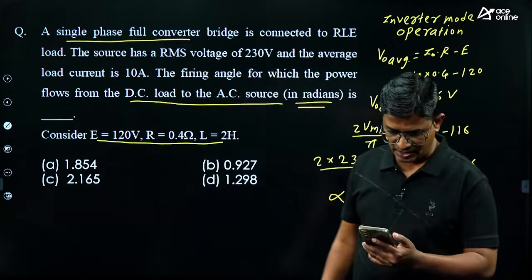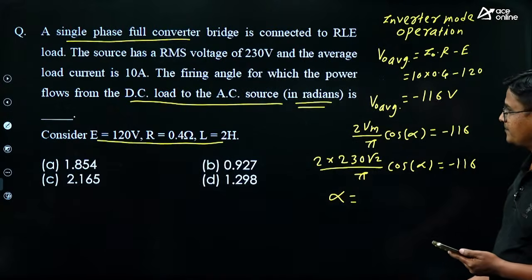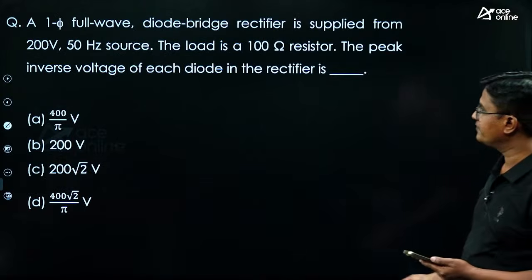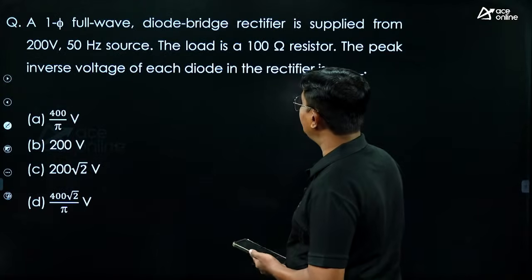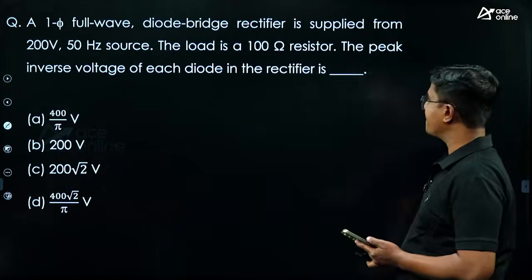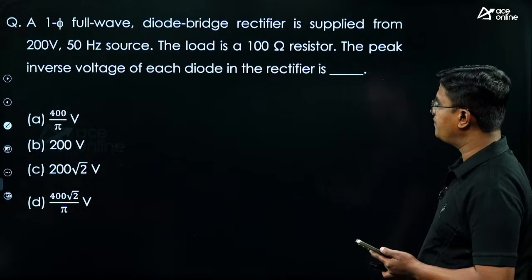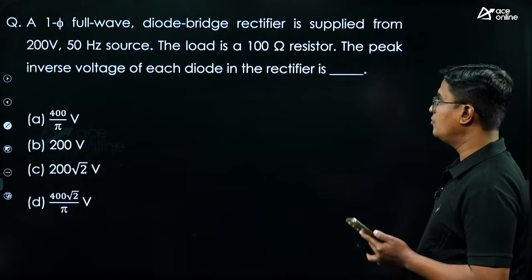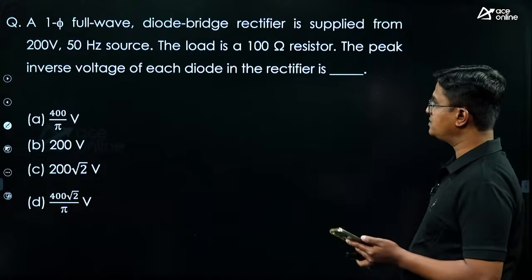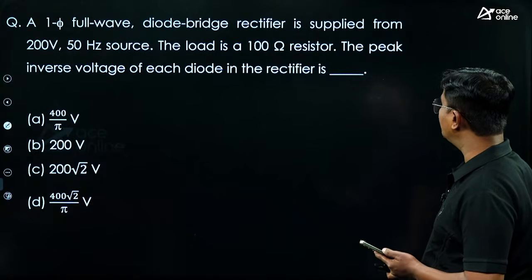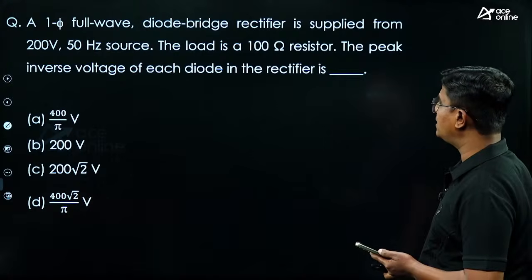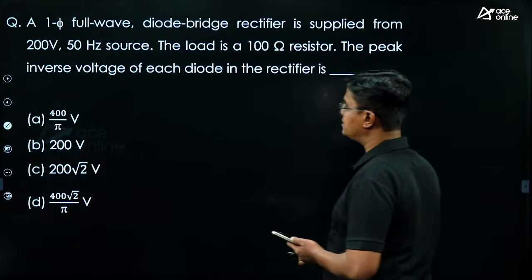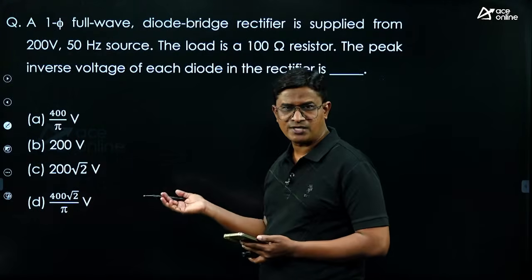Next. A single phase full wave diode bridge rectifier is supplied from a 200 volt 50 hertz source. Full wave diode bridge rectifier they are saying. The load is a 100 ohm resistor. The peak inverse voltage of each diode in the rectifier is. For a diode rectifier, what is the PIV?